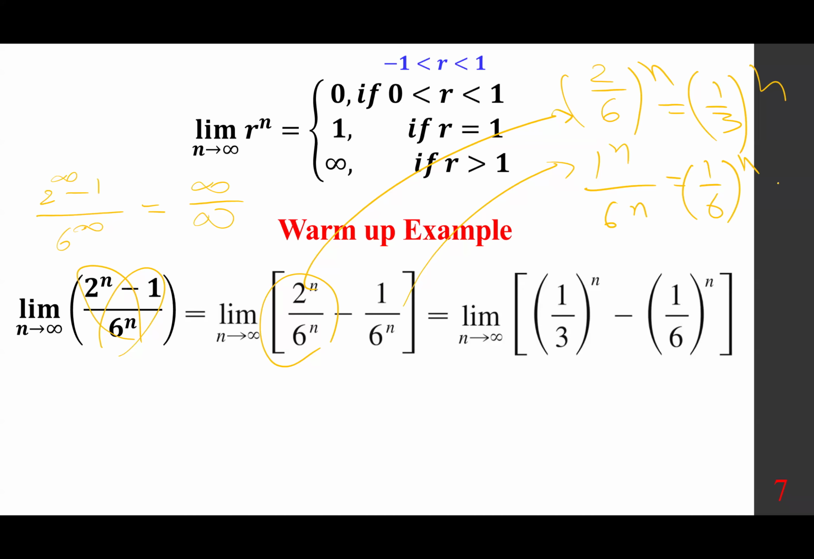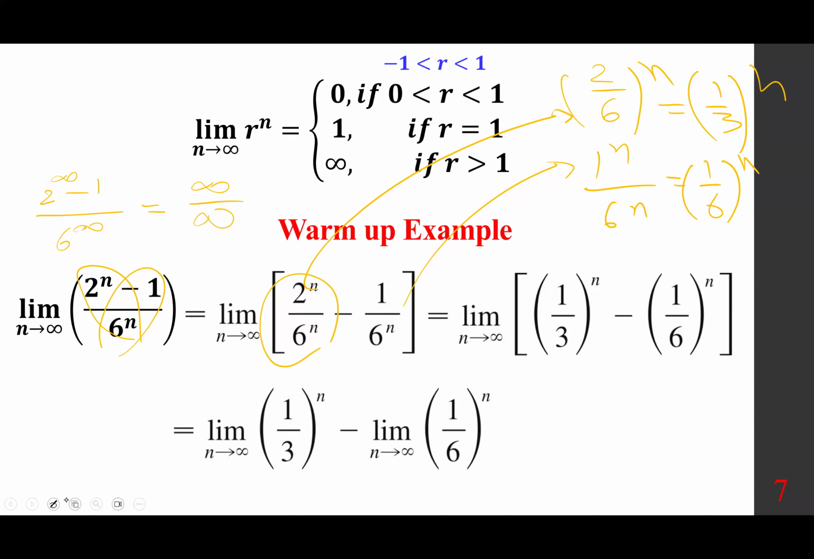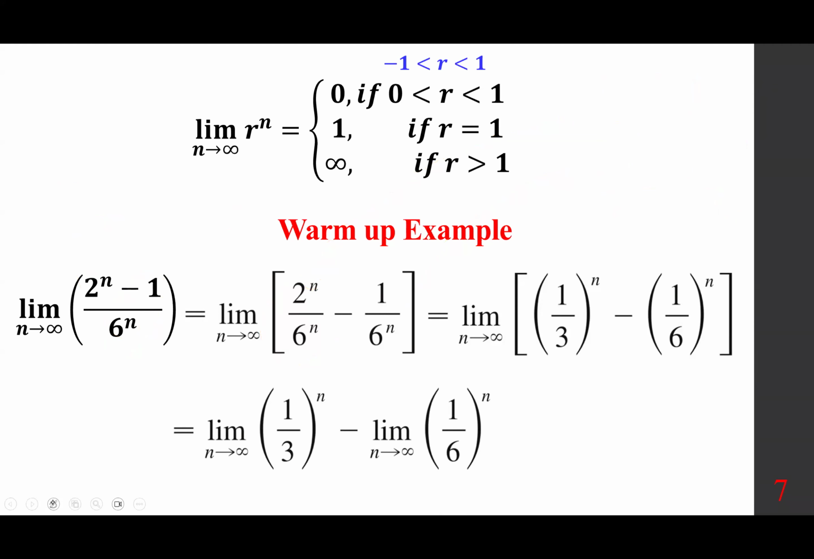Why do we do that? Well, we're going to separate them using the limit laws. And each one follows that the limit of r to the power of n as n approaches infinity is 0 if r is between 0 and 1. 1/3 is between 0 and 1, so is 1/6. And the answer is 0. So in this case, limit laws can help us do the job.